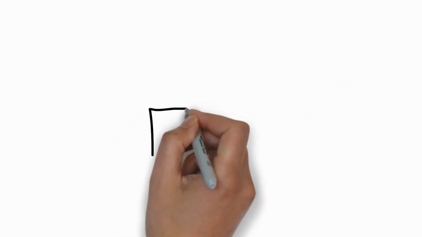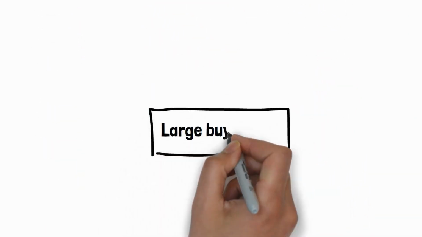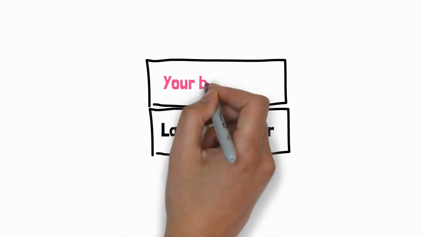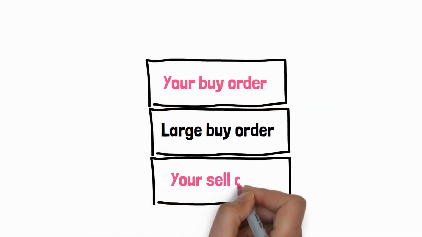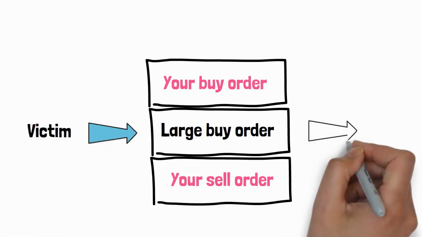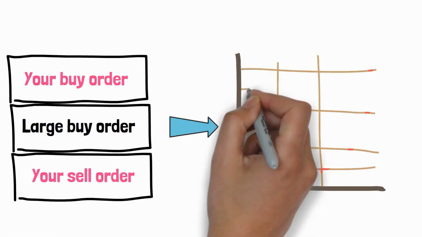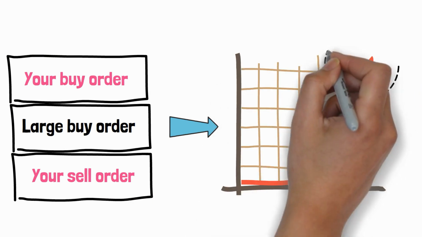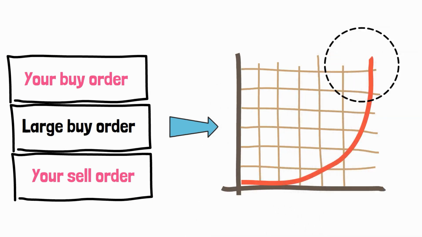In a sandwich attack, you first need to identify a large buy order in the mempool. After, you will send 2 transactions, a buy order before and a sell order after. The target transaction will be between the 2 transactions. In the end, you will make money because the large order in the middle will make the price go up, which will allow you to resell your tokens at a higher price.